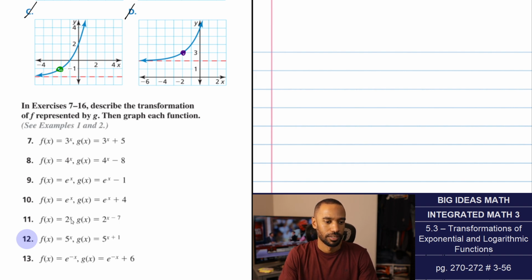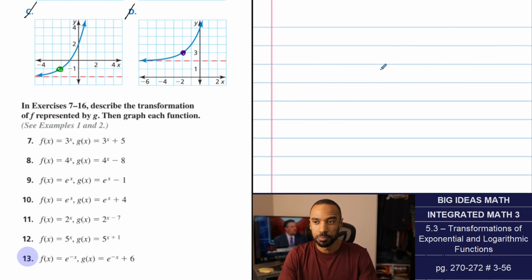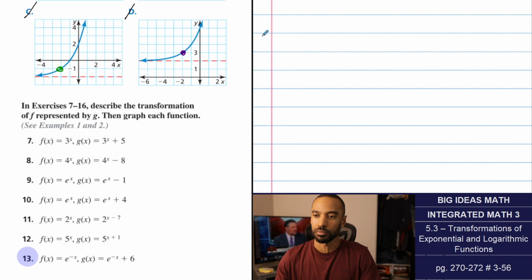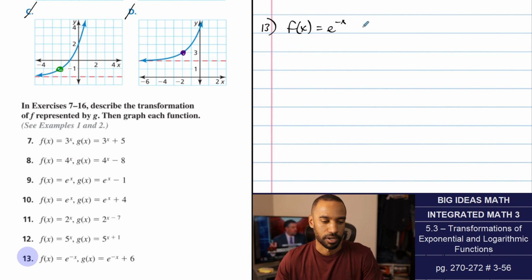Number 13. So I'm going right at it. e to the -x. I could copy paste my graph. I could flip it over. I'm thinking about it. I can do this quick enough. This is fine.